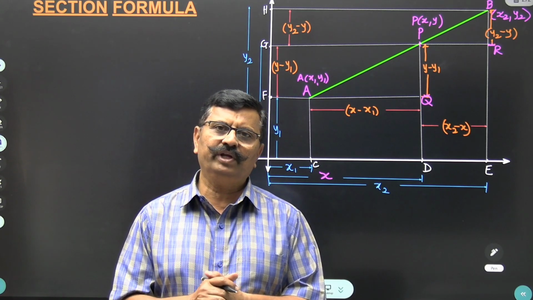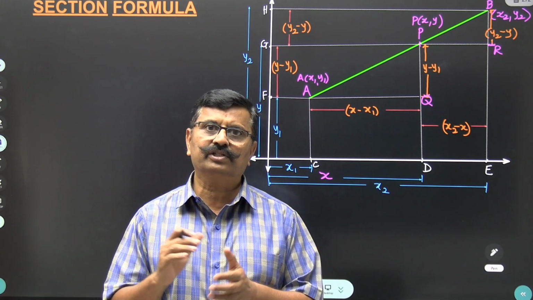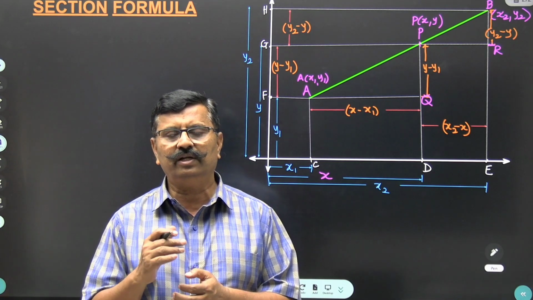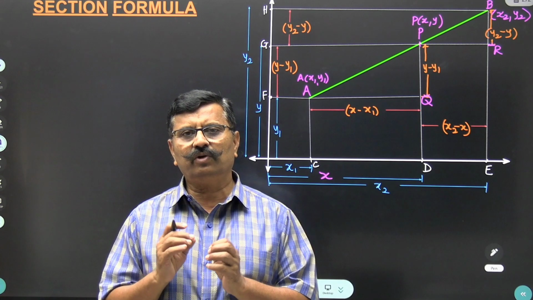In the previous video we studied what the distance formula is. That formula was used to find the distance between any two points, that is, under root (x2 minus x1) the whole square plus (y2 minus y1) the whole square. In today's lecture we are going to study the section formula.